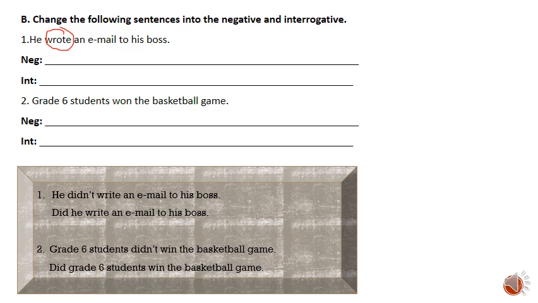Grade 6 students won the basketball game. Grade 6 students didn't win the basketball game. So I write win in its base form because we have did. So I start my question with did: did the grade 6 students win the basketball game? See? Back to its base form.